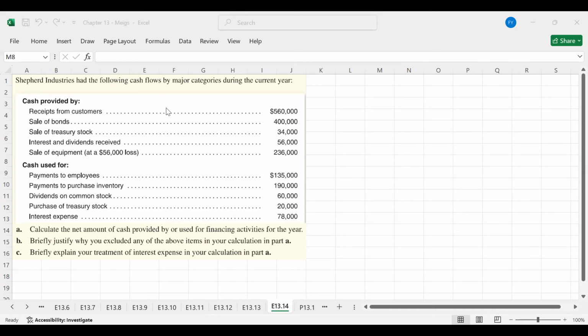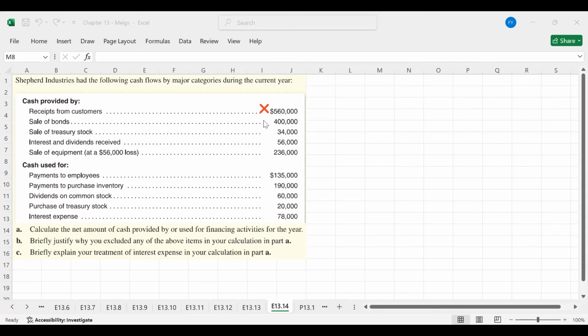We will ignore operating activities or investing activities. So the first one is cash receipts from customers. These are operating activities, so we will not include it. Then we have sale of bonds. Sale of bonds, as we have discussed, yes, sale of bonds.